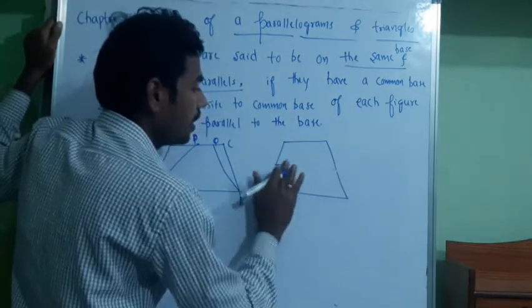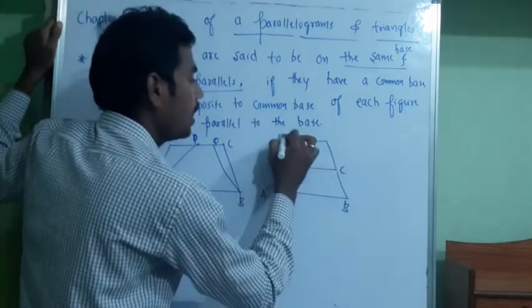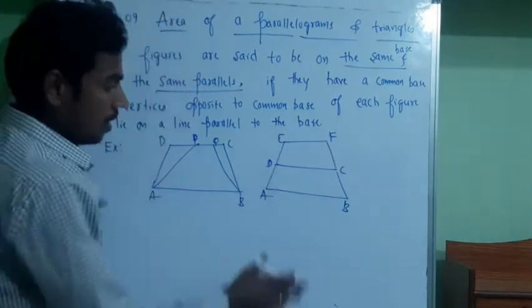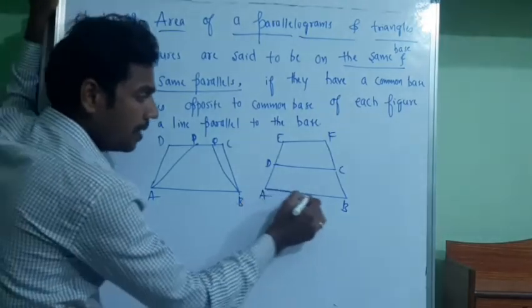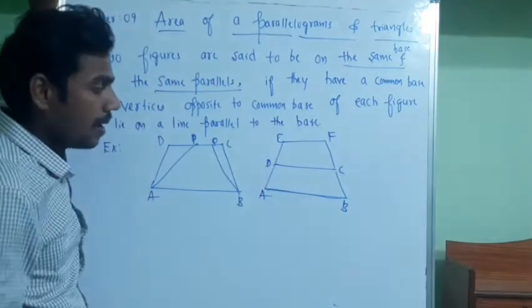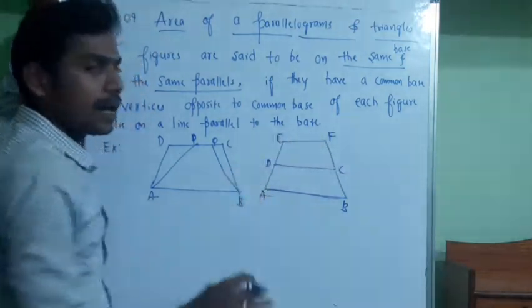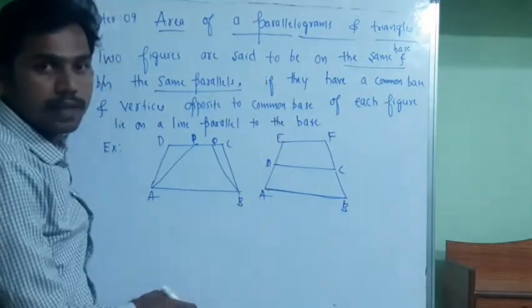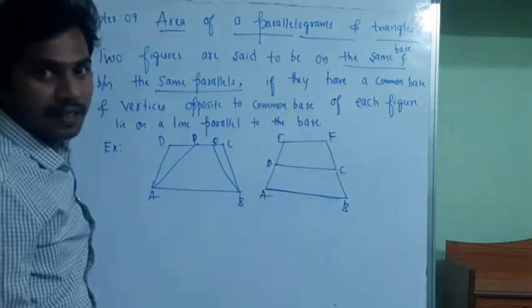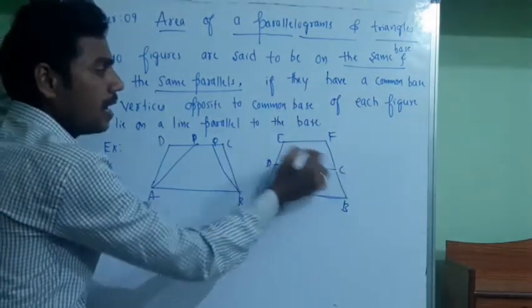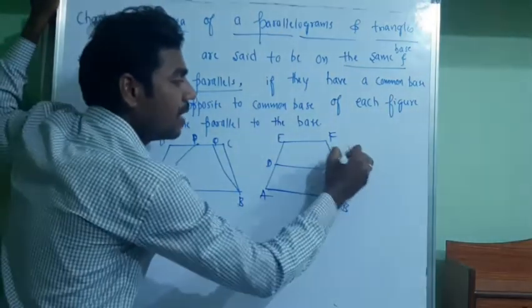So don't confuse this one. See, if I say A, B, C, D, E, F, in this case the condition will not be satisfied. There is a common base, so one condition is satisfied, but the vertices opposite to the common base, D, C, F and E, should lie on a line, and they are lying on two different lines. Though they are parallel, they are lying on different lines.